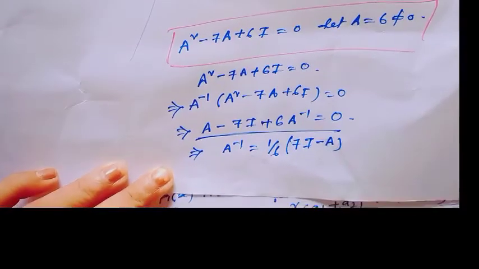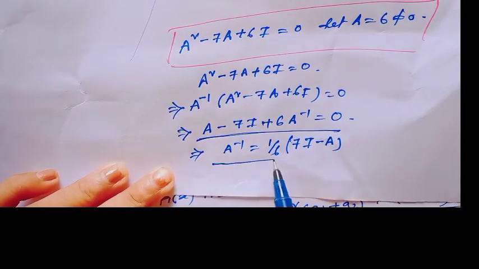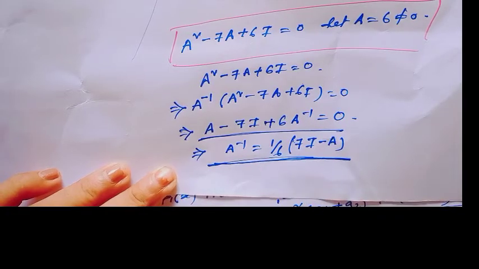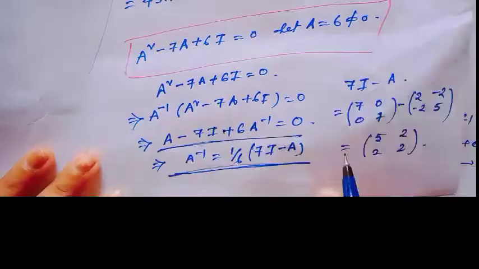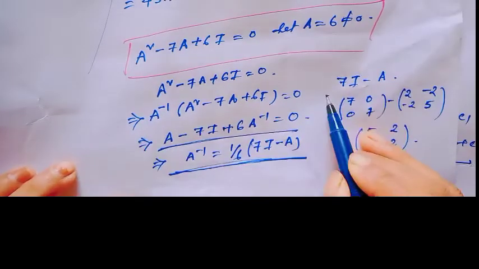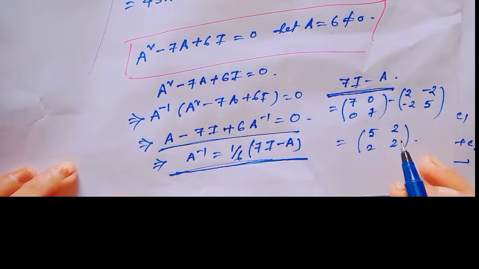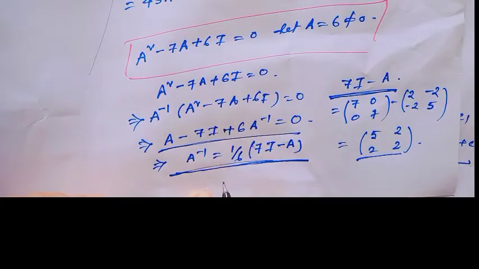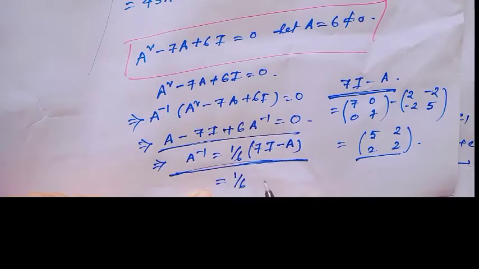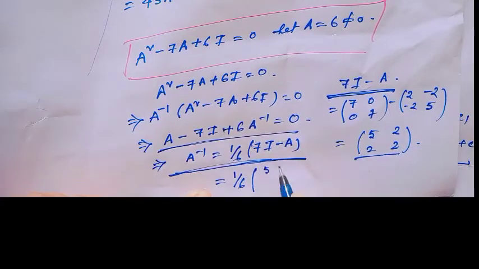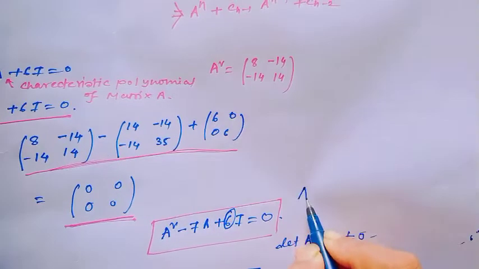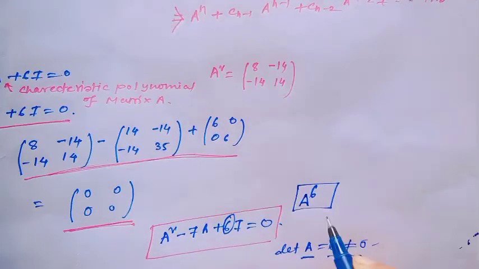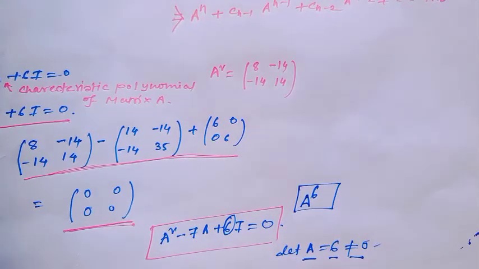Are you getting the expression? How we have to find the inverse of the matrix by the characteristic polynomial? And the value of 7I minus A would be this matrix, 5, 2, 2, and so on. That means the value of A inverse would be 1 over 6 times this matrix. Now, to find A to the power 6, what would be the value of A to the power 6?